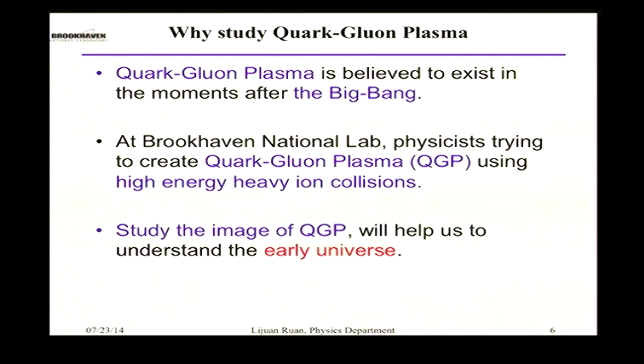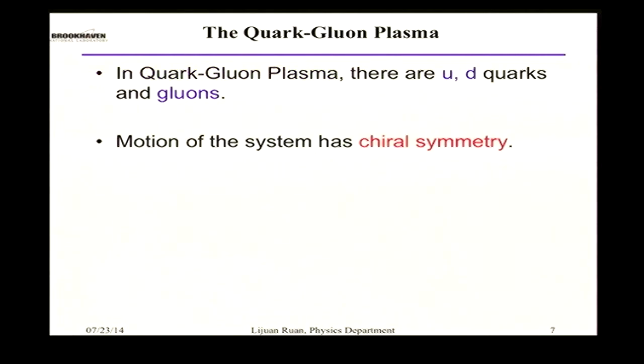So why do we need to study quark-gluon plasma? Quark-gluon plasma is believed to exist in the moments after the Big Bang. And at Brookhaven National Laboratory, we are trying to create quark-gluon plasma using high-energy heavy ion collisions. By studying the properties of quark-gluon plasma, we will be able to understand the early universe. In the quark-gluon plasma, there are light quarks, up and down quarks, as I mentioned, the lightest ones. And there are gluons, and the system has chiral symmetry.